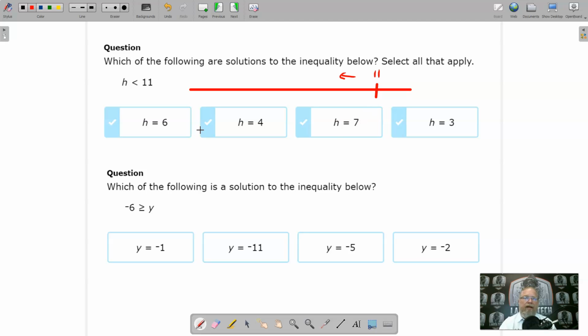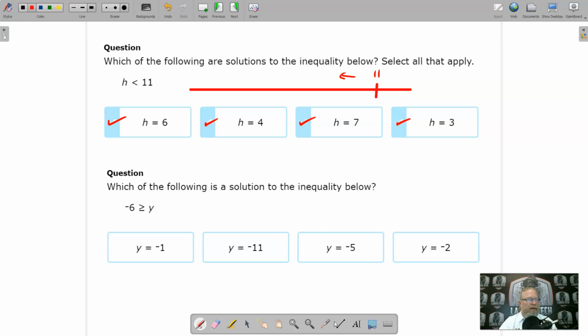So let's start considering which one of these four, it could be all of them, right, are actually less than 11. 6, well, 6 would be somewhere to the left of that. So this one checks out. That's a true answer. 4 is less than 11. That one also works out. What about 7? 7 also is to the left of 11 on the number line, so it's less than 11. And 3, well, 3 is also to the left of 11 on the number line, so that is correct as well. It turns out that all 4 of these answers are correct.